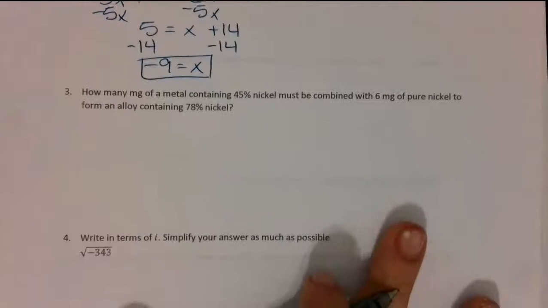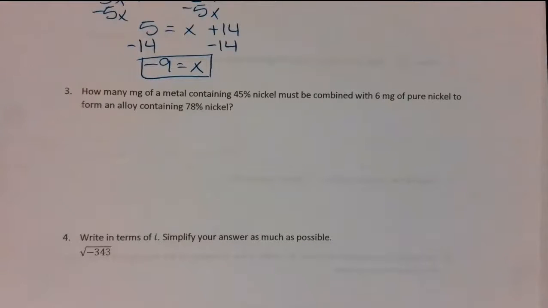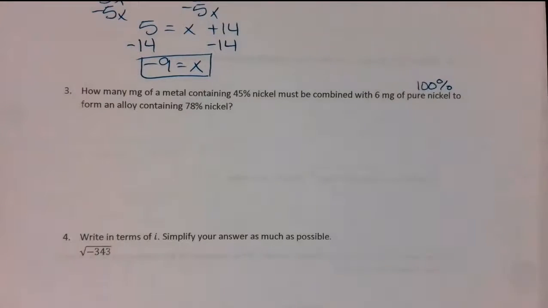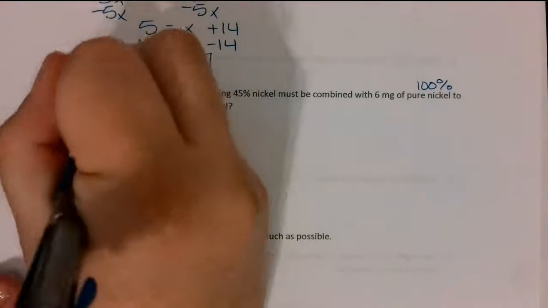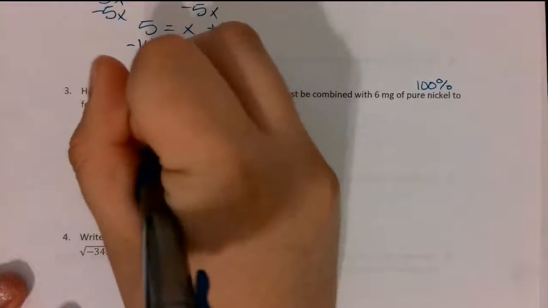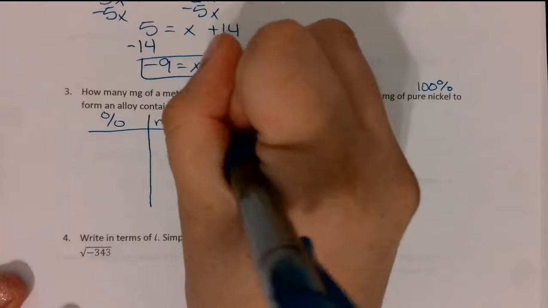Okay. Number 3 is a mixture problem. It's asking me how many milligrams of a metal containing 45% nickel must be combined with 6 milligrams of pure nickel to form an alloy containing 78% nickel. So first thing I want to note is pure nickel is 100%. So I'm going to set up my table. I'm going to have my percent, my milligrams, and my concentration.